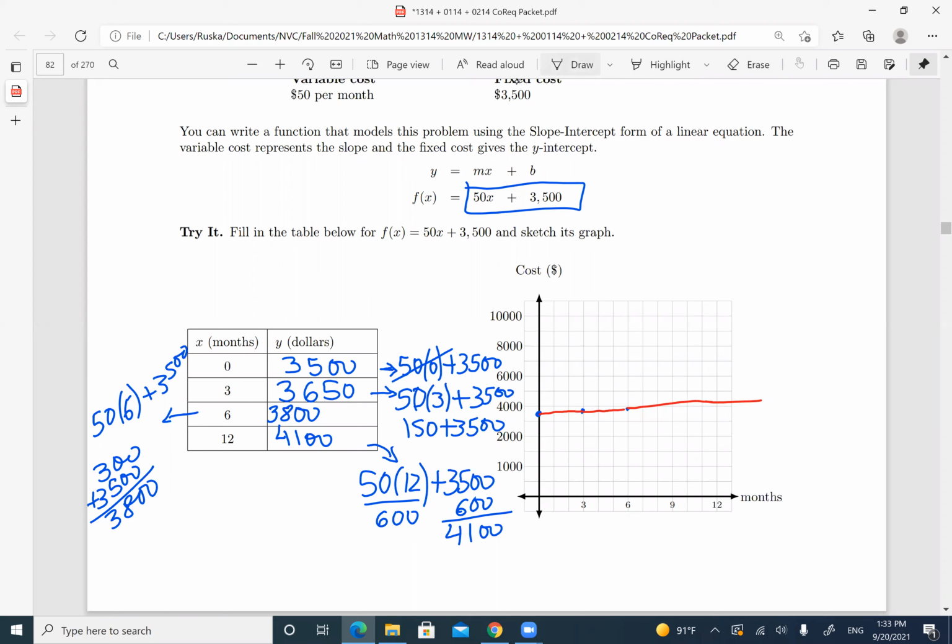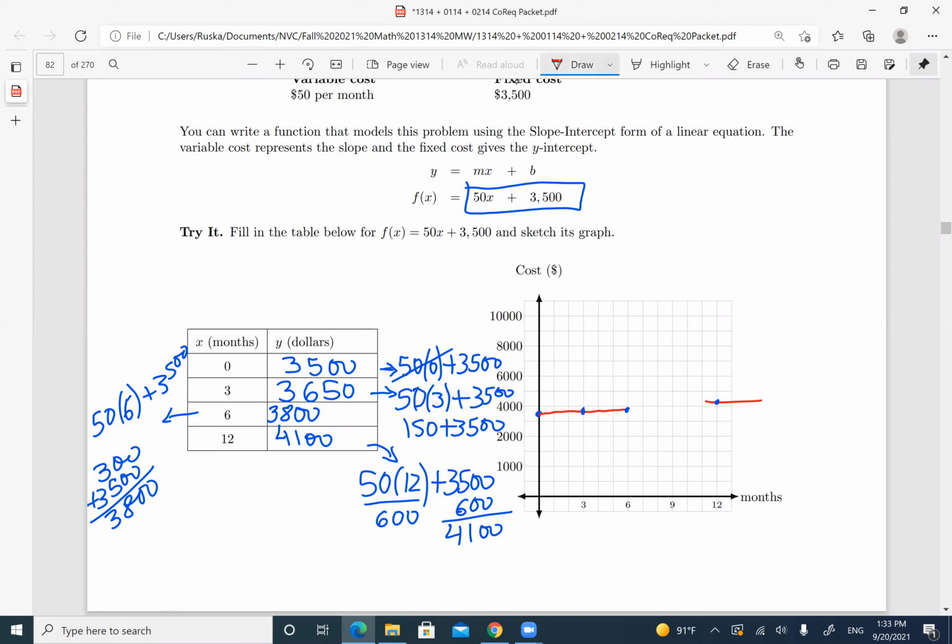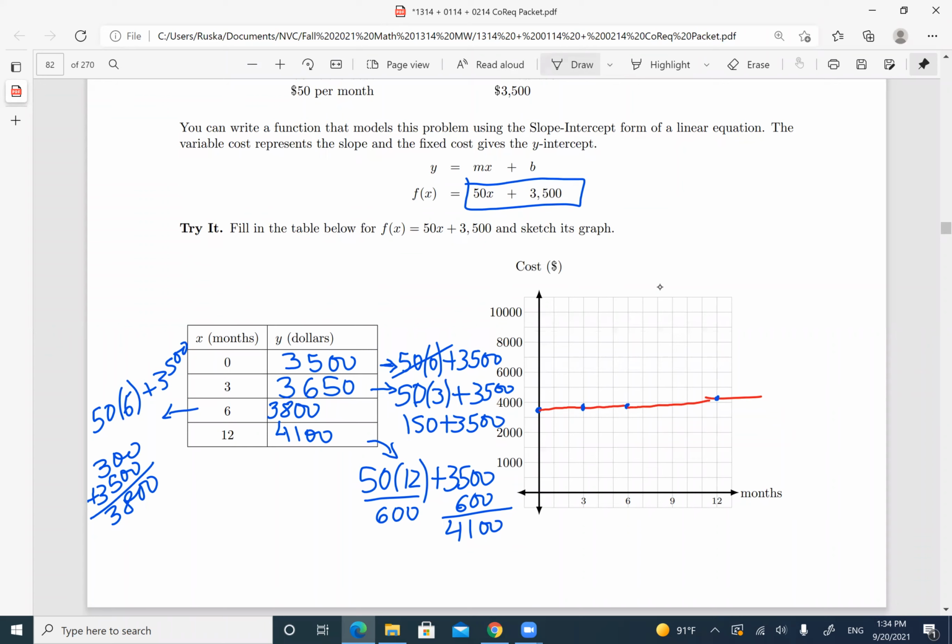Okay, everybody understand that? Let me just put this 12 in. Any questions? So what kind of function is that? Increasing or decreasing? Is the line going up? It's increasing. Good job, it's increasing, that's right. Okay, so that's how you do this one.